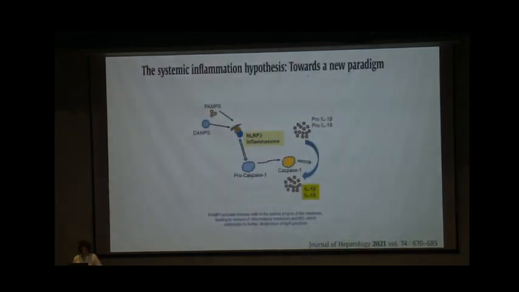So the systemic inflammation hypothesis, which was written in 2021 by Richard Moreau, also says that the PAMPs and DAMPs activate the NLRP3 inflammasomes, which cause again the procaspase-1 and pro-IL-1 beta.